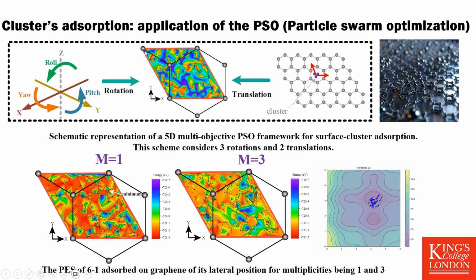And for that, we need to plot the potential energy surface, and then we can know where the best places to absorb are. So here we try to use the 2 multiplicities, 1 and 3, and we can see on the left hand side we have the minimum. We use the PSO to search the 5D multi-objective, and we can see the minimum is very small.